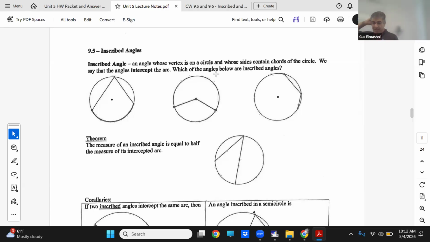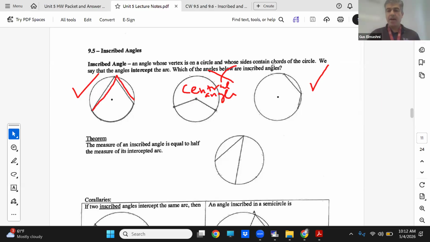So inscribed angles. You guys had this in Delta Math last week. I think I kind of mentioned what you have to do, but an inscribed angle is an angle where the vertex is on the circle, not the center, and the sides of the angle are chords of the circle. So we say it intercepts the arc. Which of the angles are inscribed angles? Definitely this one, and definitely this one, not that one. This one we call a central angle, because the vertex is at the center of the circle. But this is inscribed because the vertex touches a point on the circle.